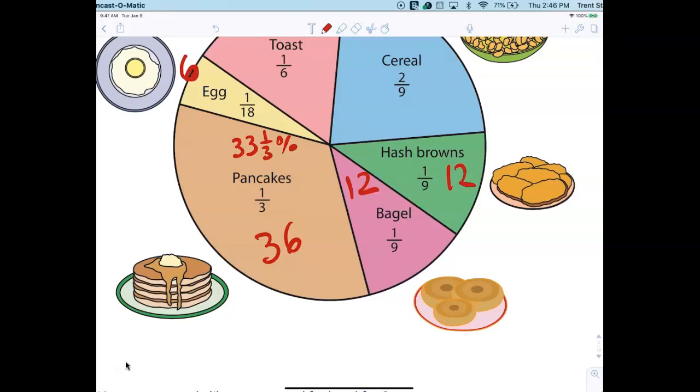Take 1 divided by 3 on your calculator. You see it now, right? All right. So now I want you to do the bagel for me.